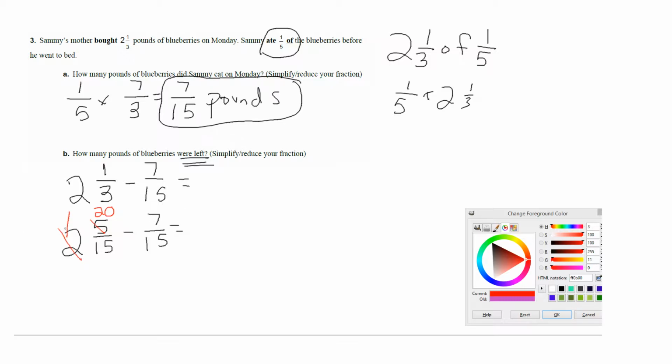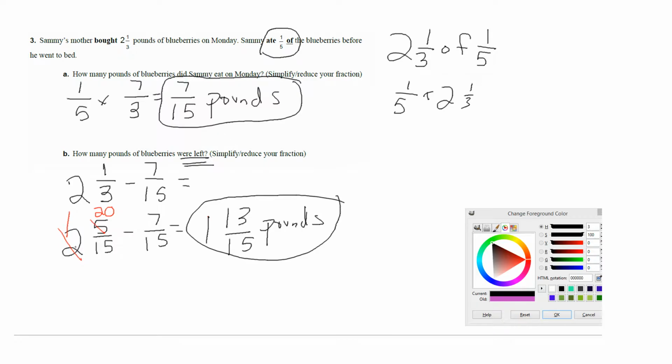And now we can just subtract. 1 minus 0 is just 1. And then 20 minus 7 is 13/15. And we could just say that this many pounds were left.